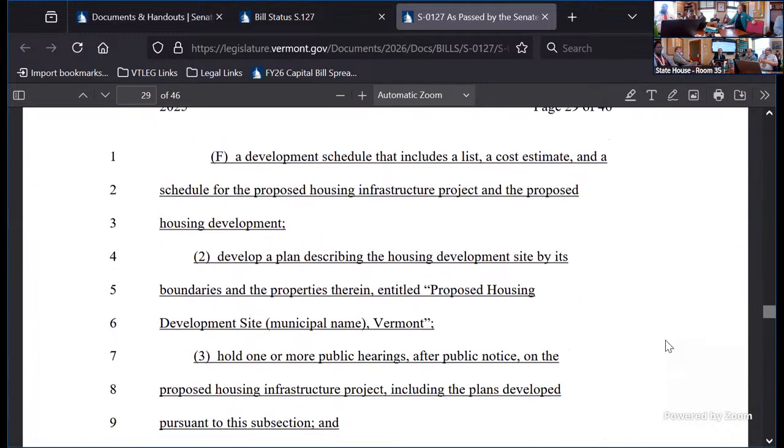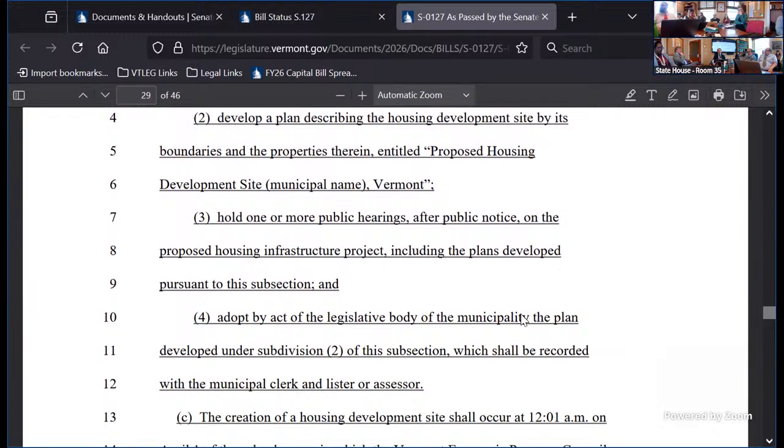On page 29, a development schedule, including a list, cost estimate, and schedule for the proposed infrastructure project and that development. In subdivision 2, you're outside of the housing development plan. So that's kind of like laying out what project you're trying to pursue and what housing development you're trying to stimulate. Subsection 2 is a map, really. Develop a plan describing the housing development site by its boundaries and property therein, entitled Proposed Housing Development Site, listing municipal name. This is just like what's done to create a TIF district. You have to create a plan that describes it and all the property within it.